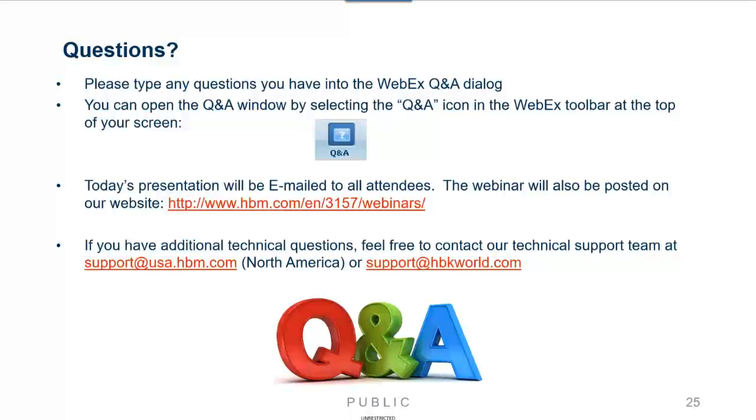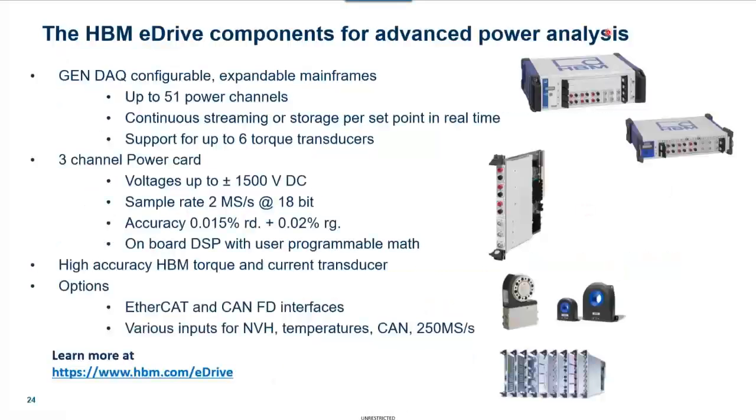What is the maximum number of power measurements I can make with the HBK power analyzer? That will depend on which mainframe you decide to purchase, but each power module supports up to 3 power measurements. Our largest mainframe has 17 slots, and if you fill it with modules, you'll be able to get 51 power measurements all in a single mainframe.